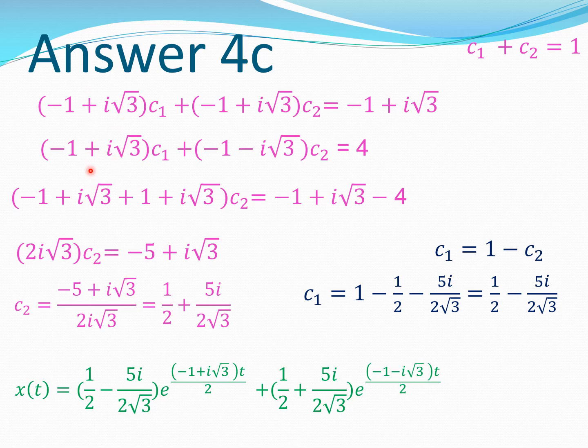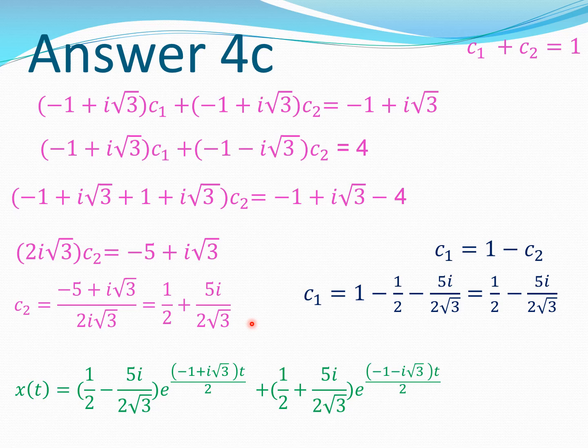The C1 term will cancel out. I'll get minus 1 plus i root 3 plus 1 plus i root 3 here equals minus 1 plus i root 3 minus 4. So this is the equation. Minus 1 and 1 cancel out, so I end up with 2i root 3 here. Here I end up with minus 5 plus i root 3.